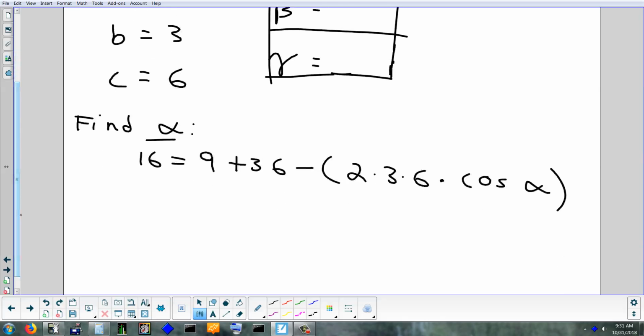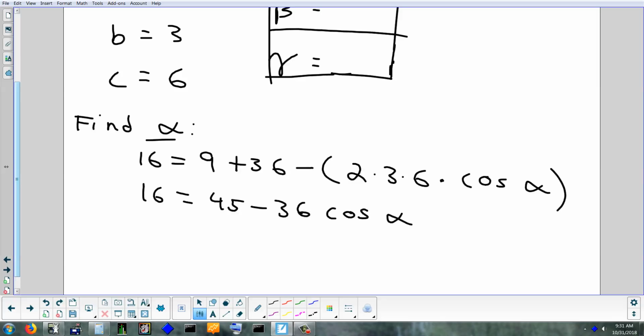Okay, so let's simplify what we've got. 16 equals 9 plus 36 gives me 45. Minus, what's 2 times 3 times 6? 2 times 3 is 6. 6 times 6 is 36 cosine alpha.